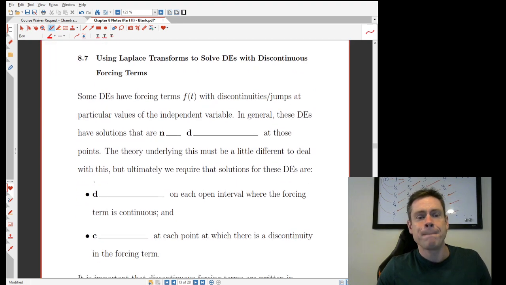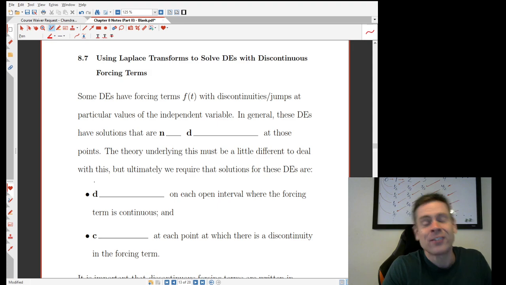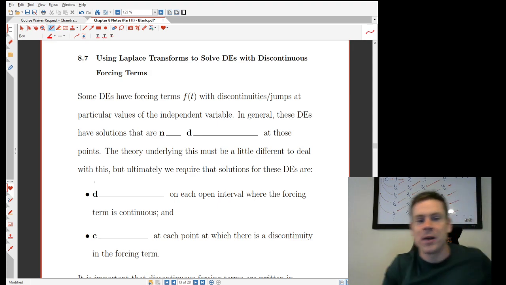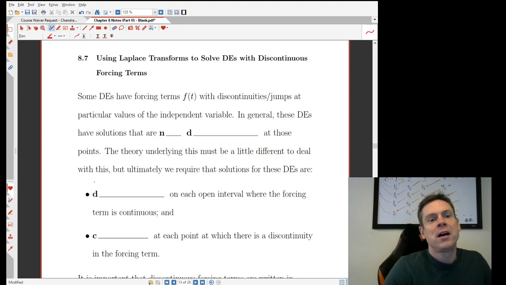So, we're going to actually use these to do one last pretty big example, but it's not really going to be any different than finding differential equation solutions using Laplace transforms, like we did a couple of lectures ago.